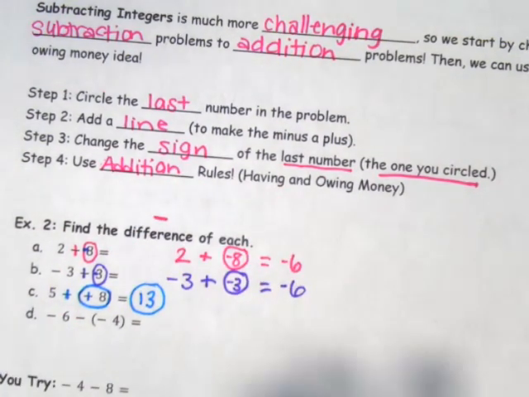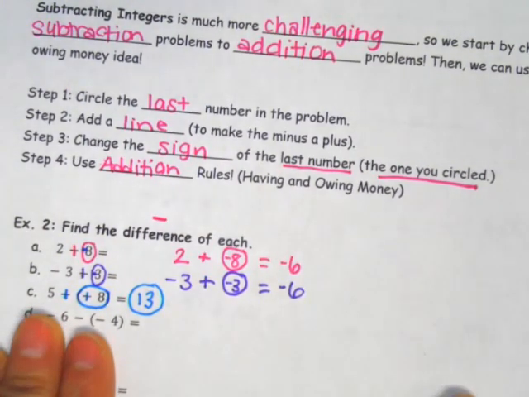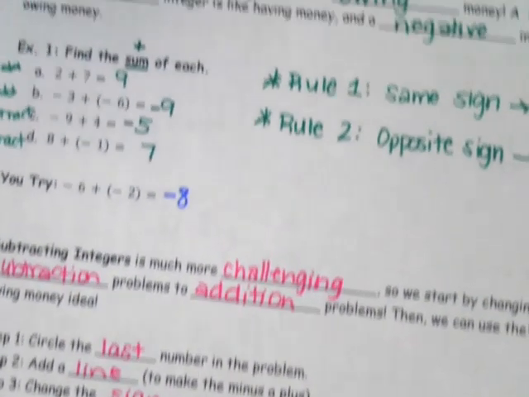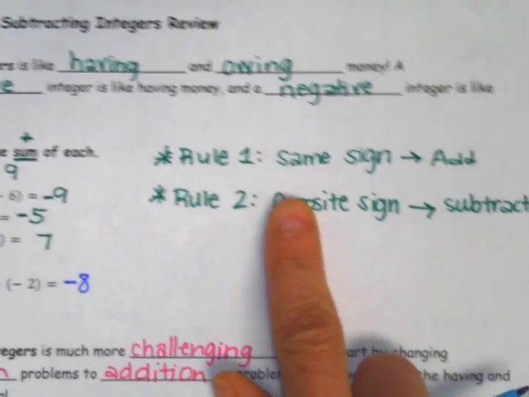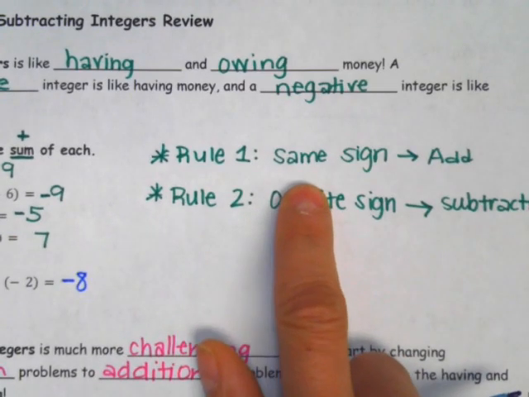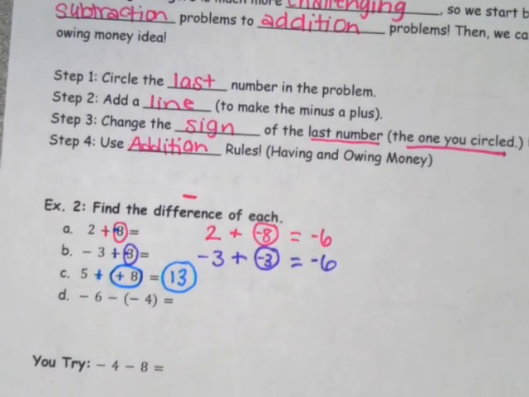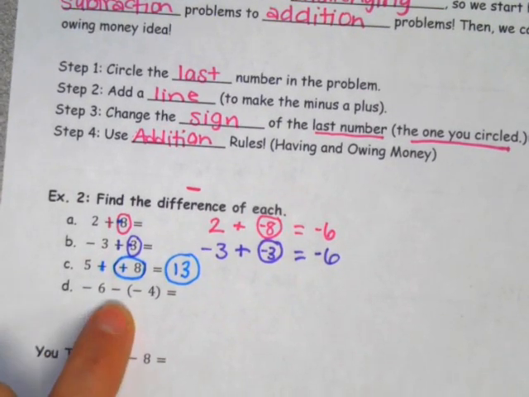And that's our answer. So again, check with your rules up here, right? You had the same sign, a positive and a positive, once we changed it over, and so we added. All right, last one. Again, there's a minus sign in the middle.